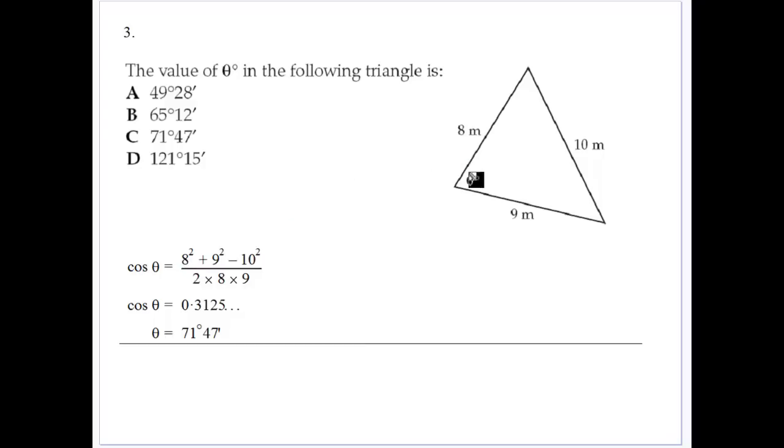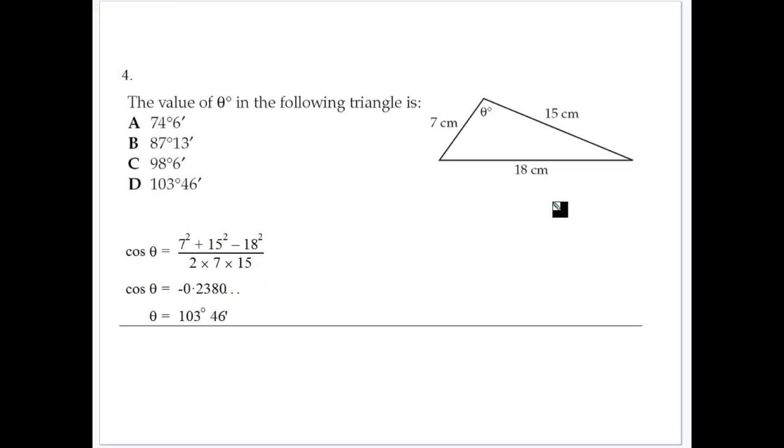So we have the 8 squared plus 9 squared, and we're subtracting the 10 squared. So remember what I said in the rules. The one we subtract is the one that's opposite the angle we're trying to find. So over 2 times 8 times 9. And again, calculate that, or you could just take inverse cosine of all that, or just get your decimal. Inverse cosine of that one in degrees and minutes gives us 71 degrees 47 minutes.